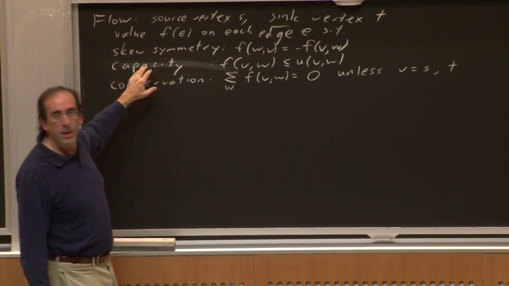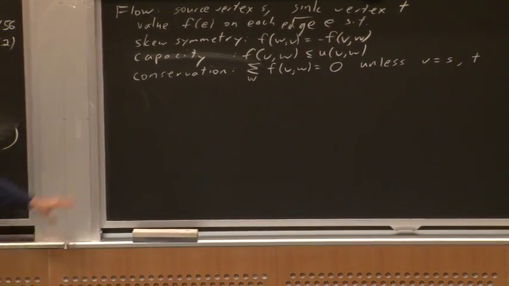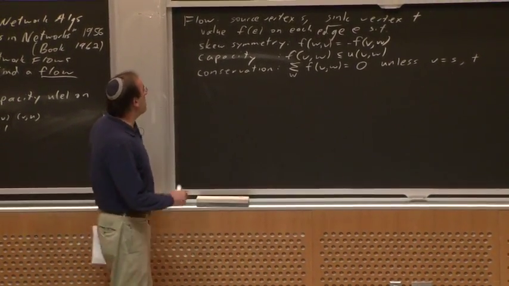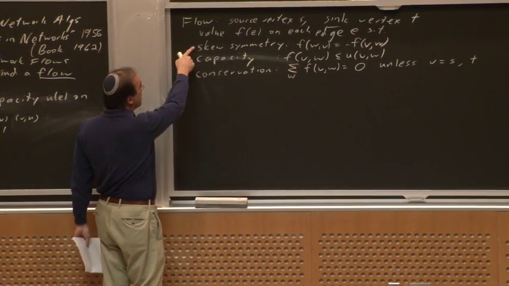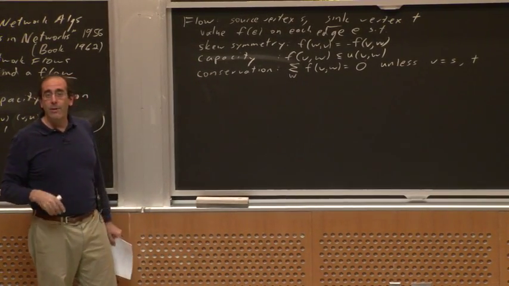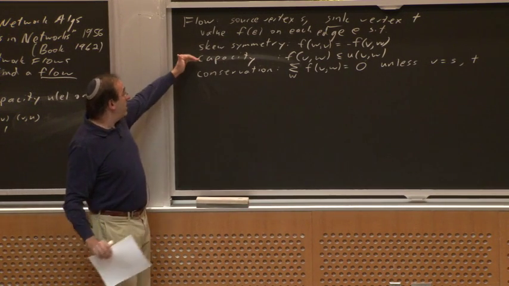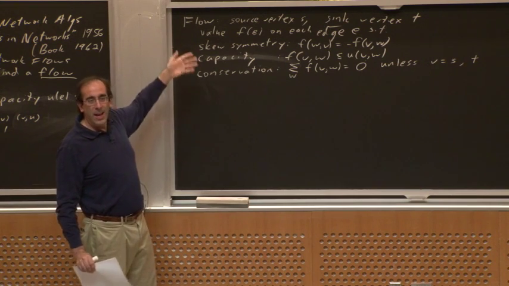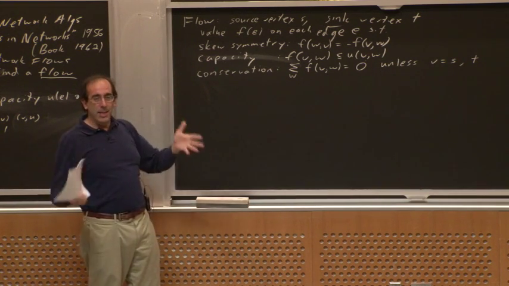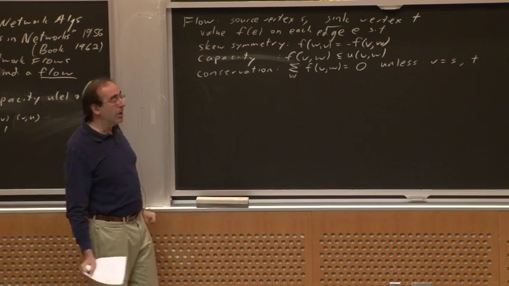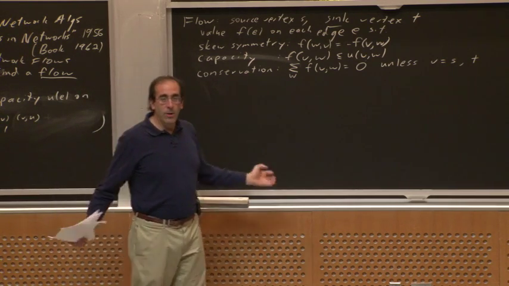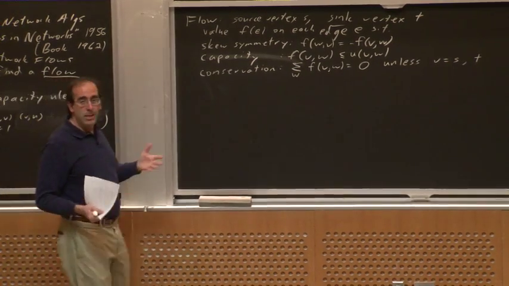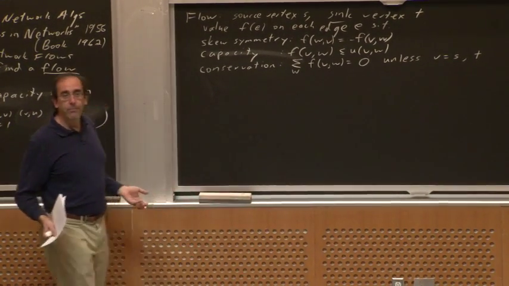Okay? Good. So people understand the definitions. I also say if you just have skew symmetry and conservation, you could say that you have a flow. If it doesn't satisfy the capacity constraints, then it's not a feasible flow. It's one that you would need some more capacity in order to carry in the particular network. But generally, when we talk about flows, we're going to be implicitly talking about feasible flows, which means that the capacity condition holds as well. Okay.